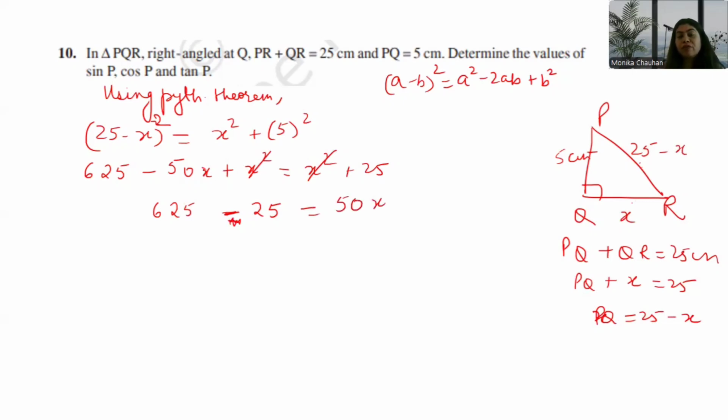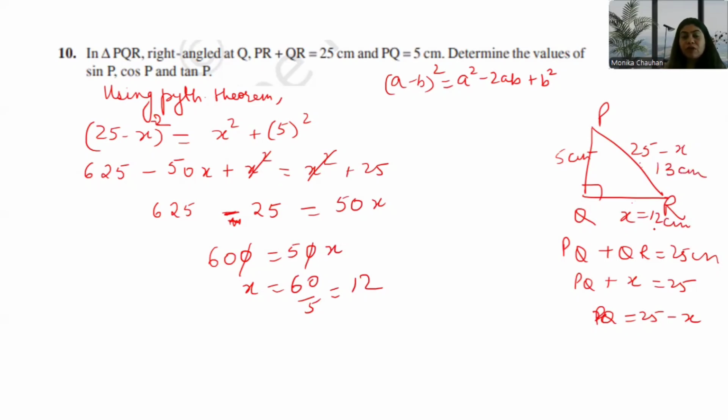I'm taking this minus 50 to the other side, becomes plus. So it becomes 600 is equal to 50x. So what is the value for x now? X is equal to 60 upon 5, which is equal to 12. So now my value for x is 12. So what is PR? 25 minus 12, it becomes 13 centimeter. So see, you got the values for all.